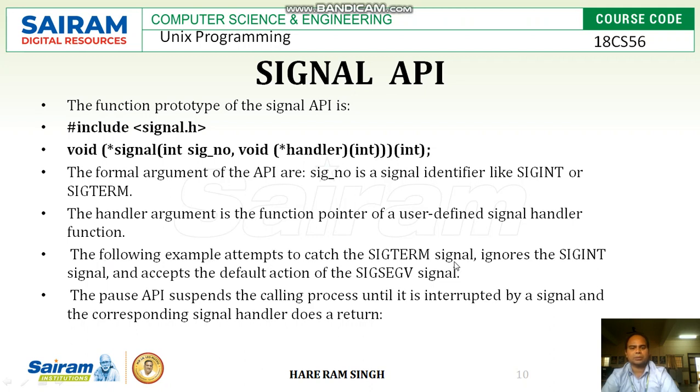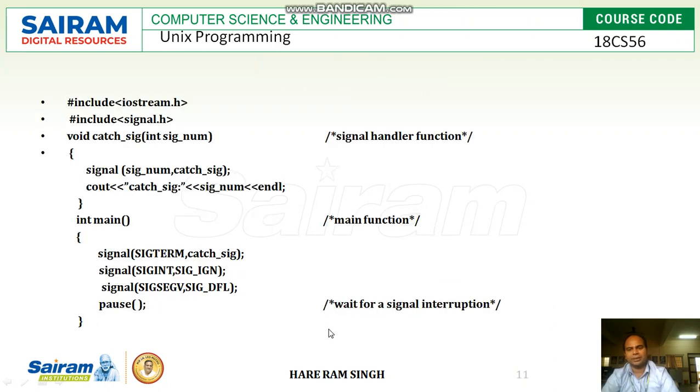Next, the following example attempts to catch the SIGTERM signal, ignores the SIGINT signal and accepts the default action of the SIGSEGV signal. According to the instruction, we should write a program which will catch the SIGTERM signal, ignore the SIGINT signal and accept the default action of the SIGSEGV signal. Here three signals are there and for each of the three signals a different action needs to be taken. So for that we have to write the program.